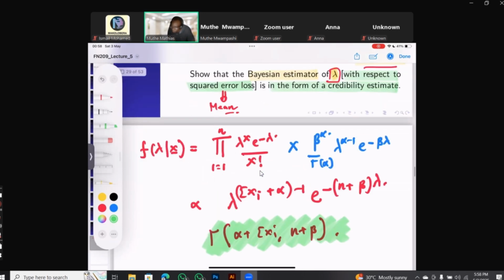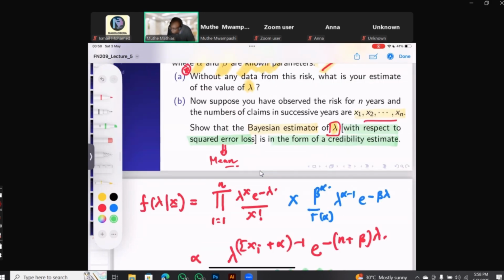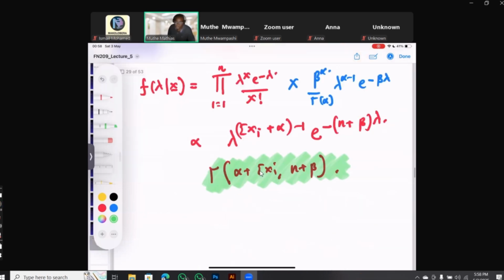But remember, we have to show that the Bayesian estimator of lambda with respect to square error loss is in the form of a credibility estimate. So we are saying, okay, we know this is the distribution, but under the square error loss, the estimator in that case is actually the mean of the posterior distribution. And the mean of gamma is simply alpha over beta.